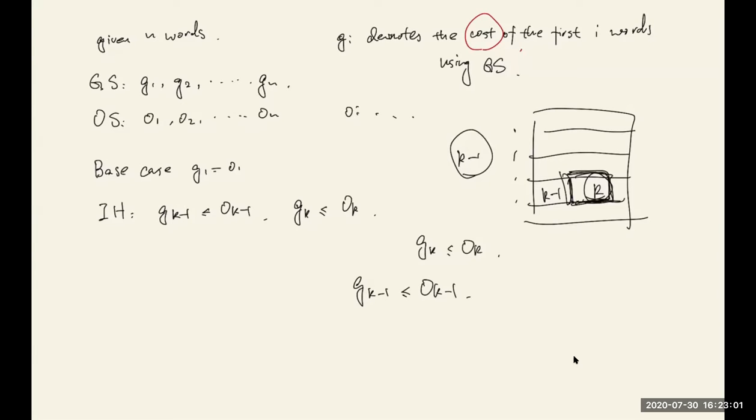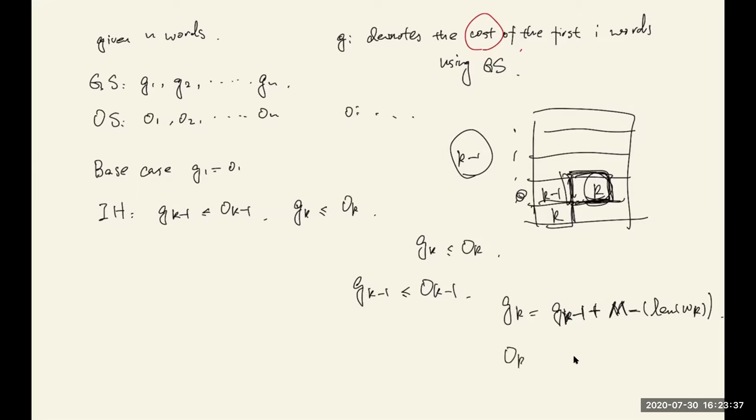But if this line cannot hold this word, and you have to use a new line, then GK actually equals GK-1 plus m minus the length of word K. Sorry, bad notation. Correct? This is the equation.